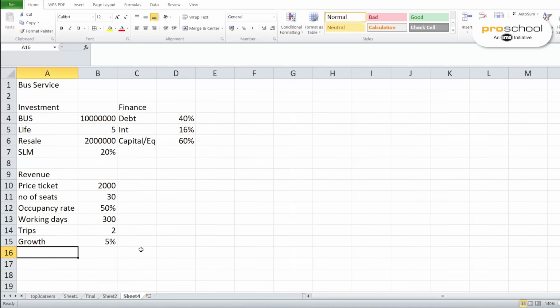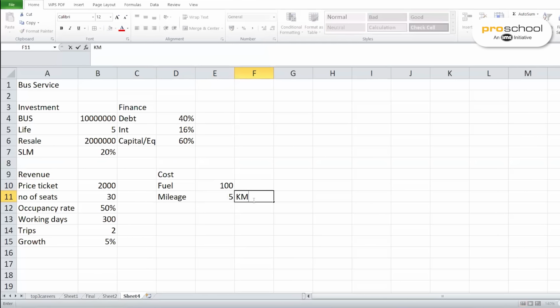Now I have assumed the revenue part. Now let us assume the cost part. That is also important. So what are the costs? For running a bus, the first cost in my mind is fuel, right? So how much will my fuel cost? Say 100 per liter. Now, of course, I have to take the mileage. Since it's a luxury bus and 30 people will be traveling in it, let me take 5 km per liter, right?